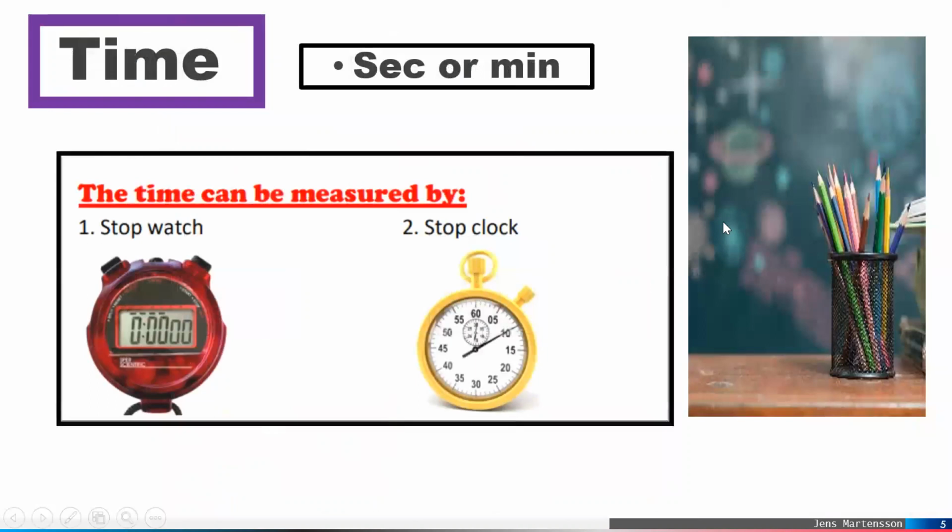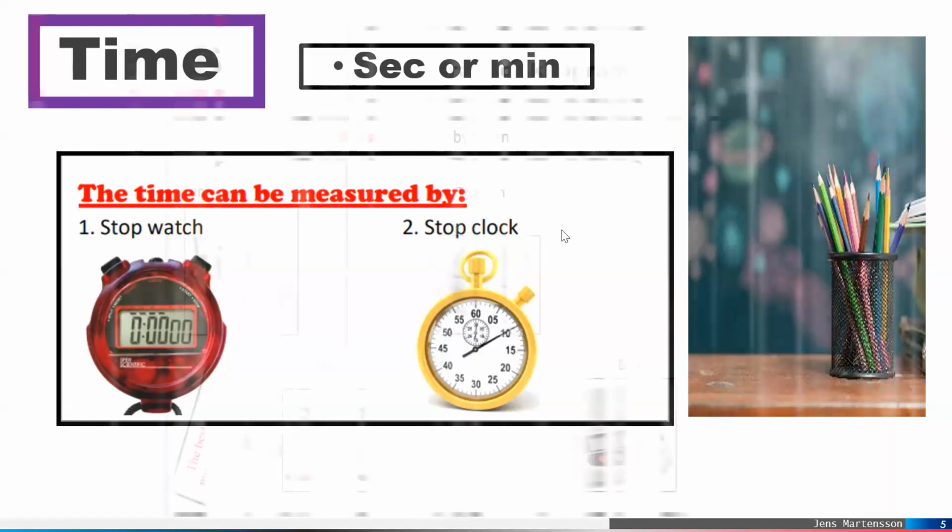The third basic physical quantity you need to know is the time, which is measured between two events. It is the interval, or the difference, between two events happening. How can we measure the time? The time can be measured in seconds or minutes, and the instrument used to measure the time is the stop clock or stopwatch.